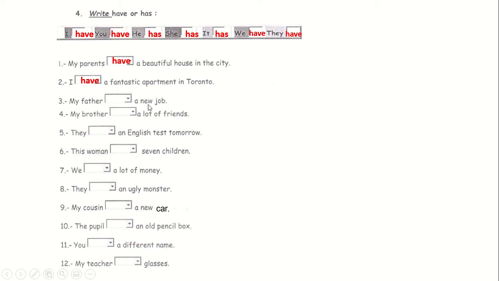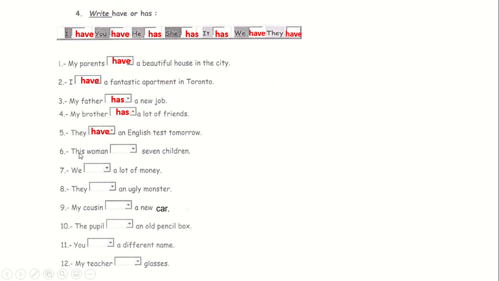My father, a new job. My father is singular, so it's similar to he, and we use has. Very good. My brother, a lot of friends, so my brother also is singular, we use has. Number 5, they, an English test tomorrow. They, it's quite clear from here. With they, we use have.